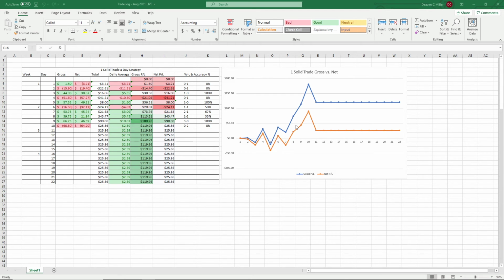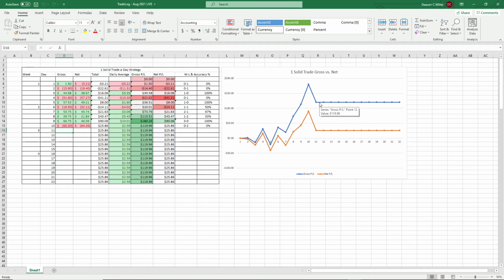Okay, so this is the spreadsheet I've been using to track my net P&L versus my gross. And as you can see, the gross chart, the blue line right there, looks exactly like the one I used on TraderView. That's because it is. It's exactly the same.